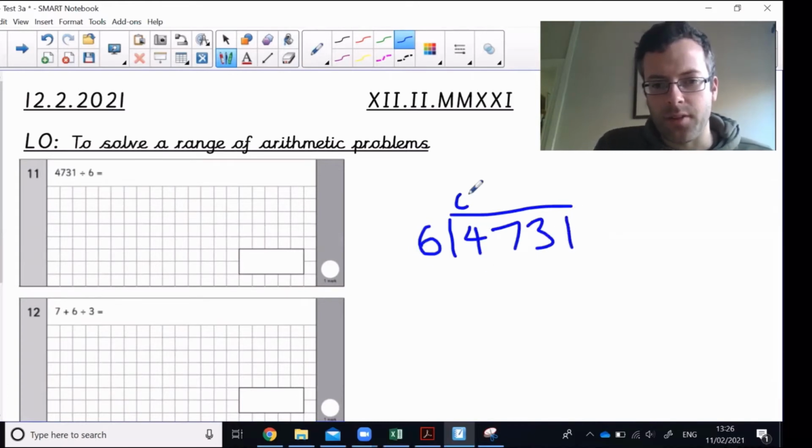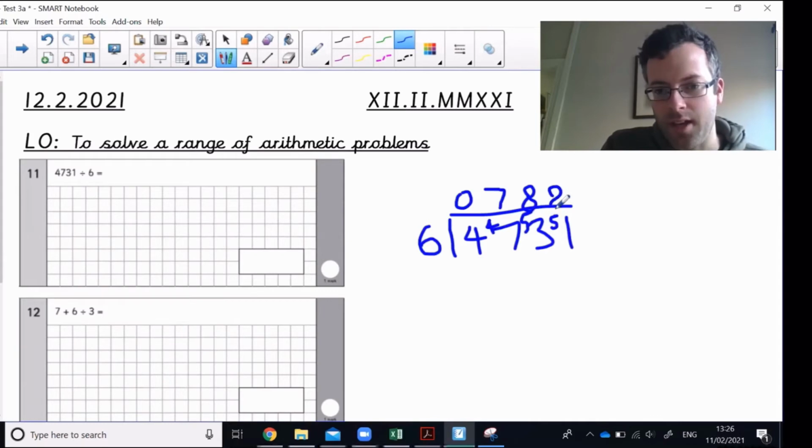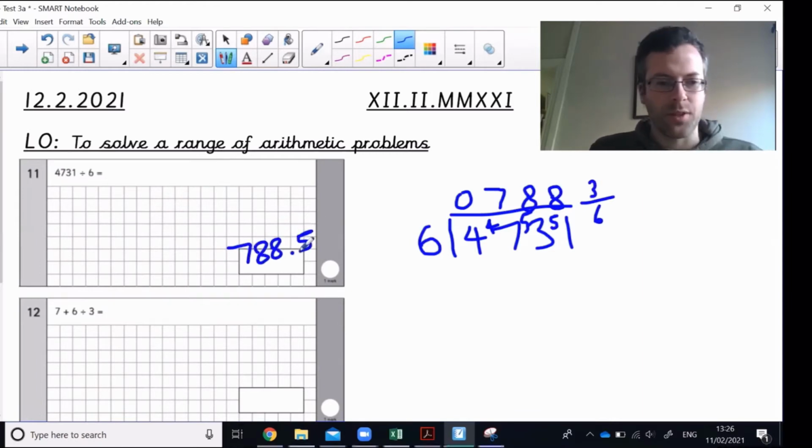4,731. This is going to slow me down, isn't it? How many 6s go into 4? Well, none, remainder 4. How many 6s go into 47? It is 7, remainder 5. How many 6s go into 53? Well, 9 will be 54, so it's 8. That gets me to 48, which means I've got a remainder of 5. How many 6s go into 51? 6 into 48 would leave me with 8 and then I'd be left with 3 over 6, which is 788.5. Feel slightly better about that.